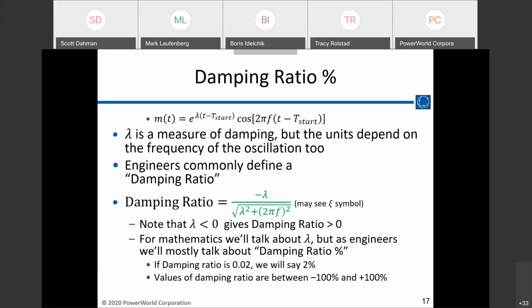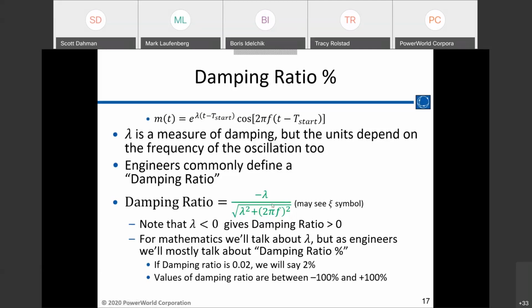I honestly don't even know what the Greek name is. Anybody know what the Greek name of that symbol is? I'm just going to call it damping ratio. If you notice, if lambda is negative, the damping ratio is positive by definition. What we will find as engineers, when I read papers, is they tend to talk about a damping ratio percentage. So if the damping ratio is 0.02 in a paper or in a NERC guideline, it'll say 2%.